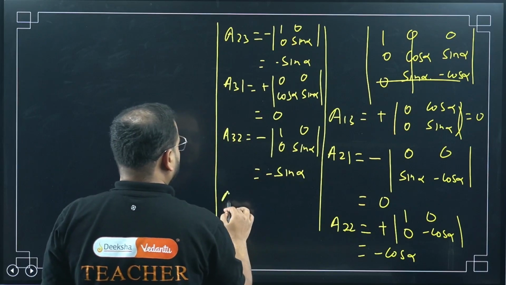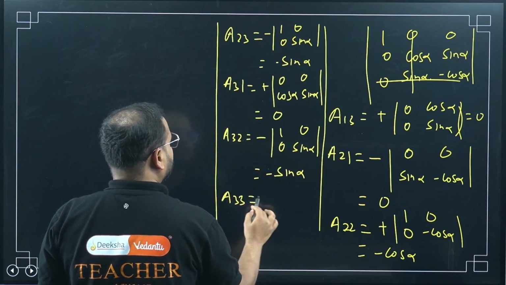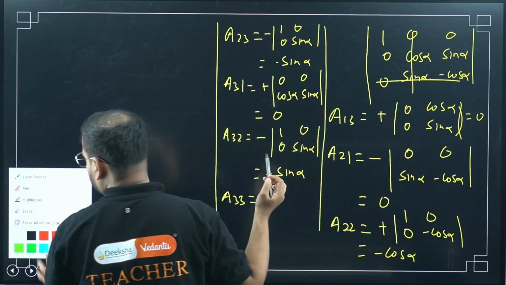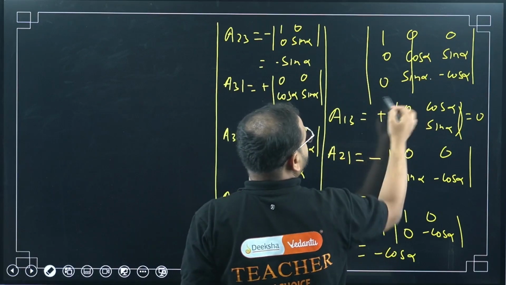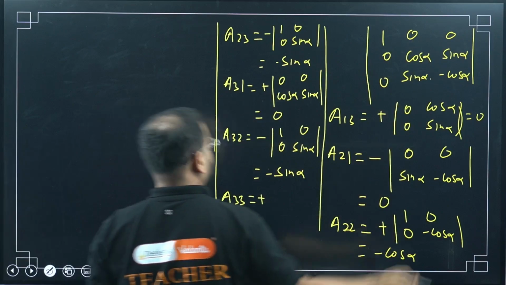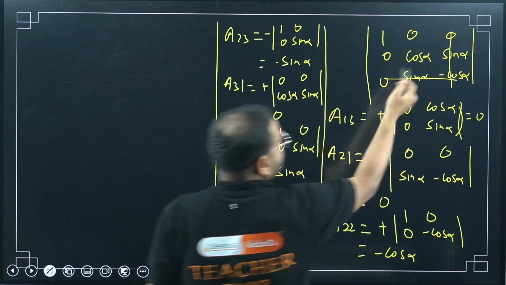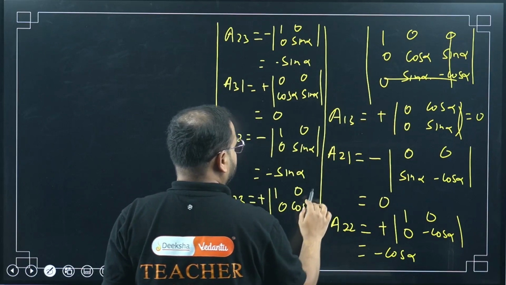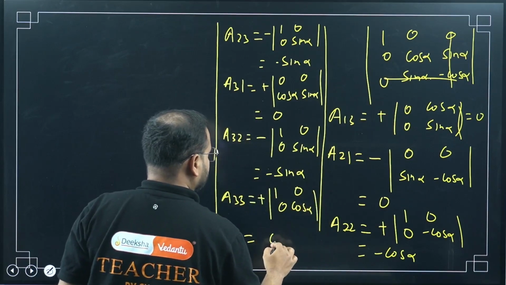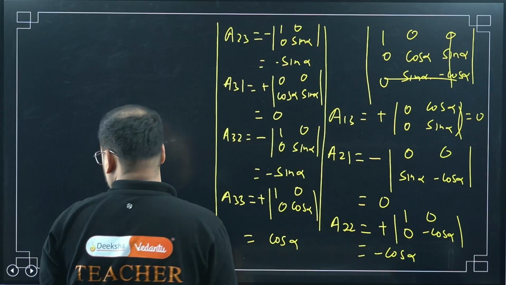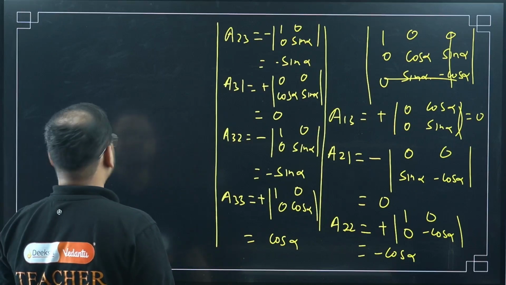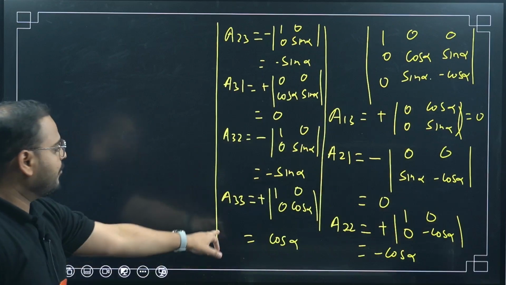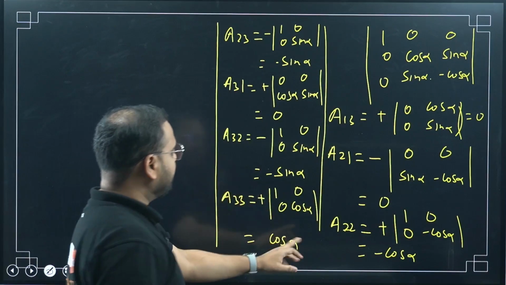So now the last one, A33. Positive, because 3 plus 3 is even. I have to cancel what? Please check. The last one. How much is this? 1 cos alpha. 1 0 0 cos alpha. How much is this? Simply cos alpha. Okay, sir. This is done, so I've got all of my cofactors.